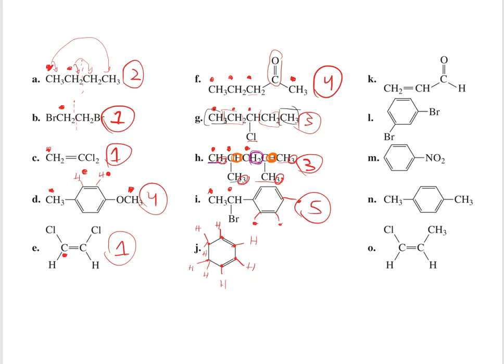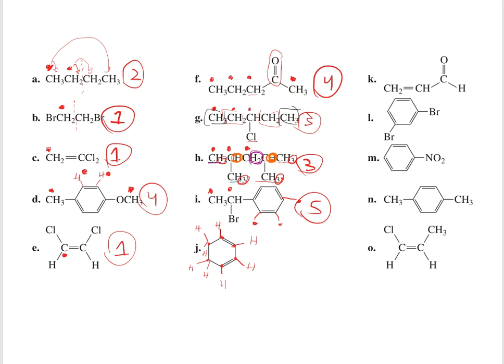And the question is, how many signals do we get? All right, so let's start breaking this down piece by piece. The reason it's not a benzene, it's double bonds here. These double bonds are kind of tricky.